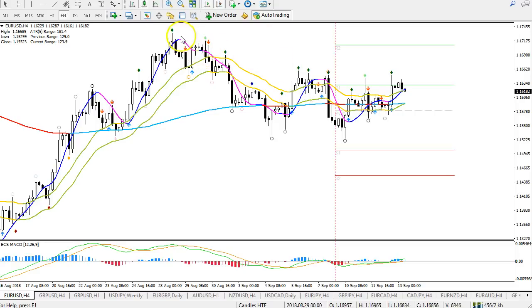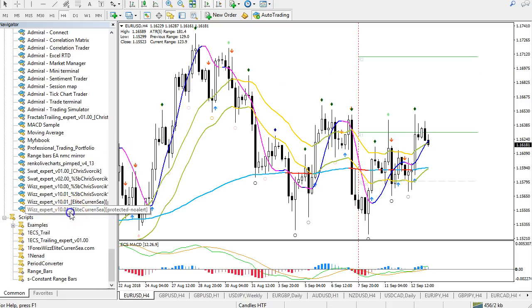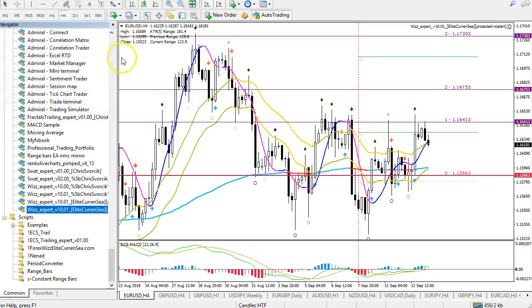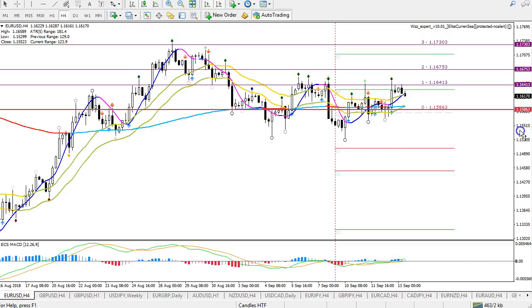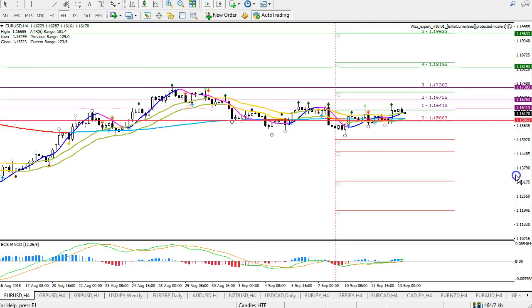When is that moment where we could expect a continuation higher? For that, we use the Wiz tool, and we can indicate by the third Wiz level break, that's when we can expect price to accelerate away. So for the upside on euro dollar, 117.30 is key, because then we could expect finally a continuation up to 118 and then maybe 120, which is where Wiz level 4 and 5 are located.